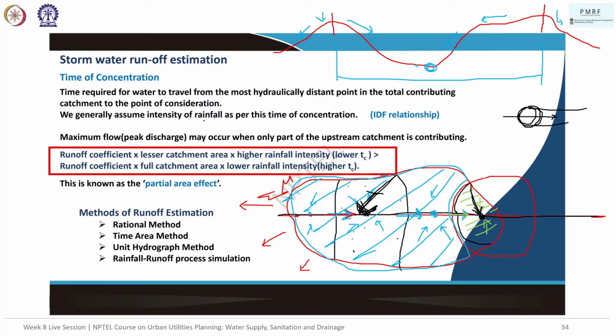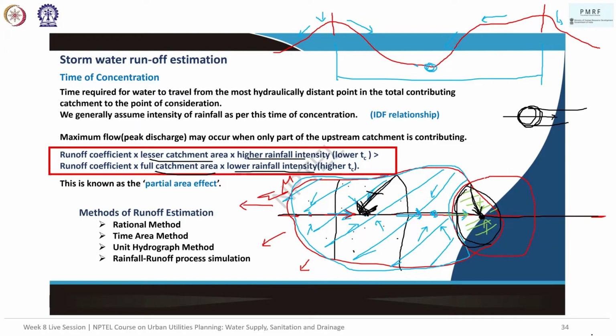Like it might happen. I'm not saying it is necessarily going to happen, but it might happen that higher rainfall intensity in a lesser catchment area, in a small part, might be greater than the full catchment area, so the entire area with a lower rainfall intensity. So it also depends on the intensity of rainfall. Say the intensity of rainfall so happens to be lower in the blue area and higher in the green area. Like rainfall is not uniformly distributed geographically, right?